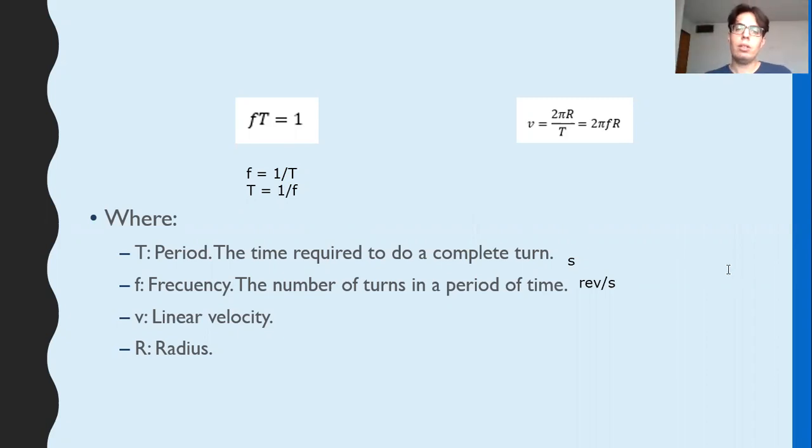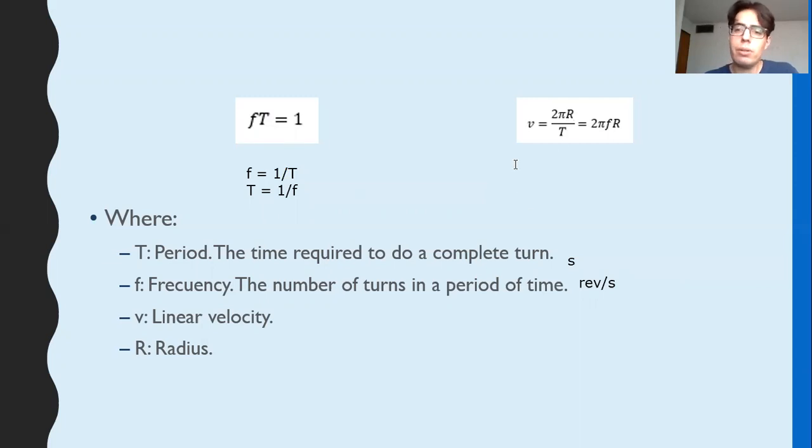And this other formula on the right is how you can use the period or frequency to obtain the linear velocity of something. We're gonna see some formulas about angular velocity, but at the same time, you don't need to get angular velocity in order to get linear velocity because they are related to one another too. So basically what you have to do is just multiply everything by 2 pi radius.